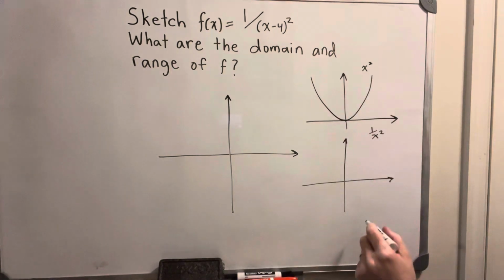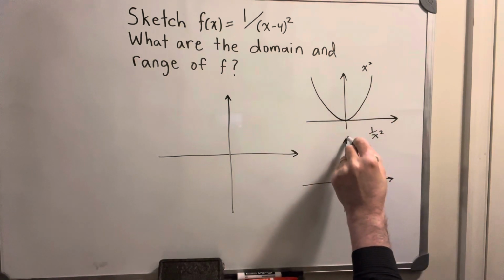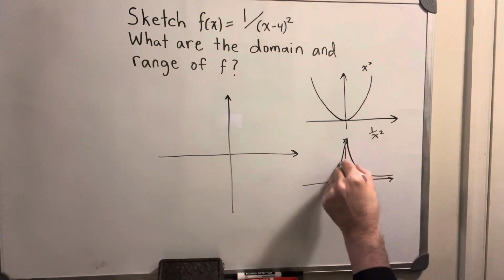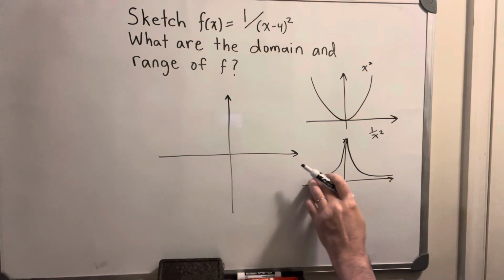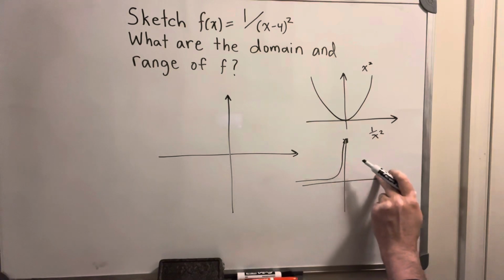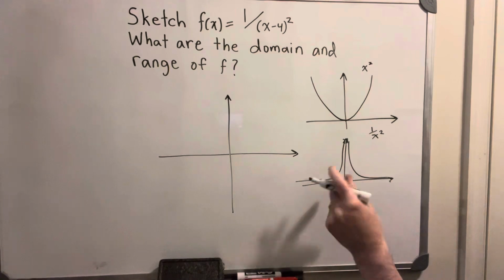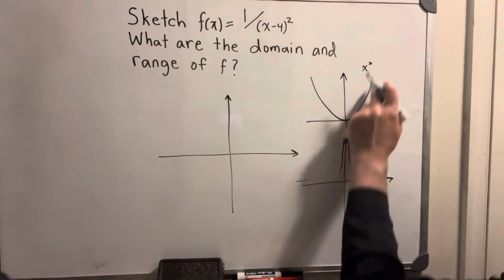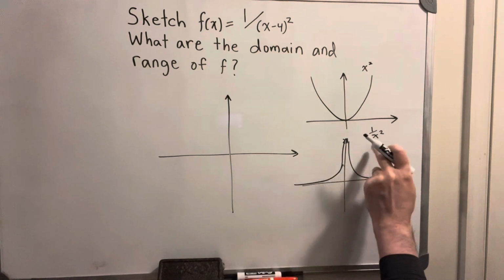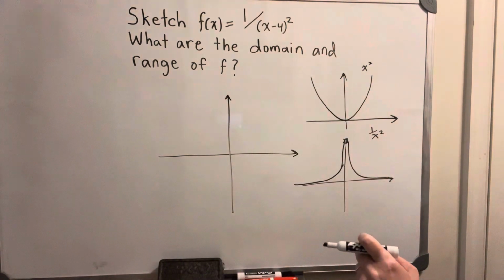So if you take 1 divided by x squared, and you're looking at this function right here, you know it's going to look something like this, right? It's actually going to get very close to 0 very quickly. It's just going to get closer and closer to 0 as these values get larger and larger on x squared. But this is not quite the function that we want. What we want is 1 over x minus 4 squared.